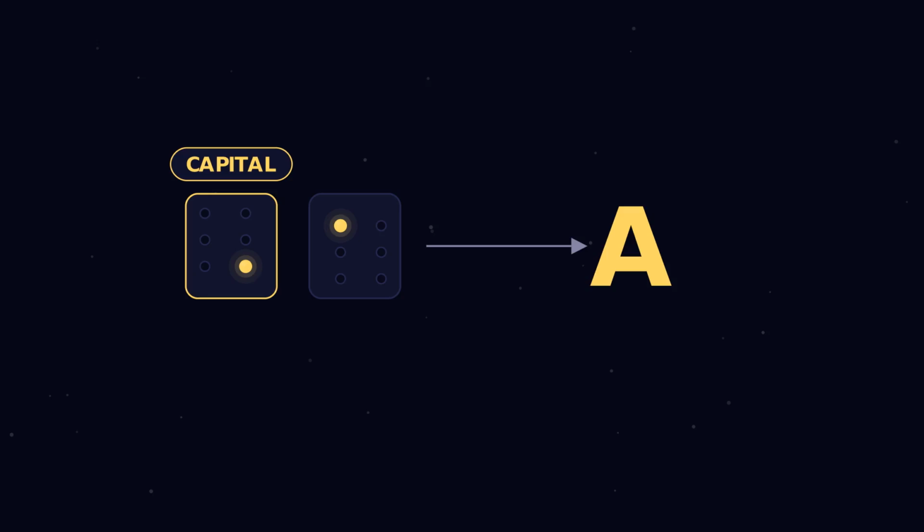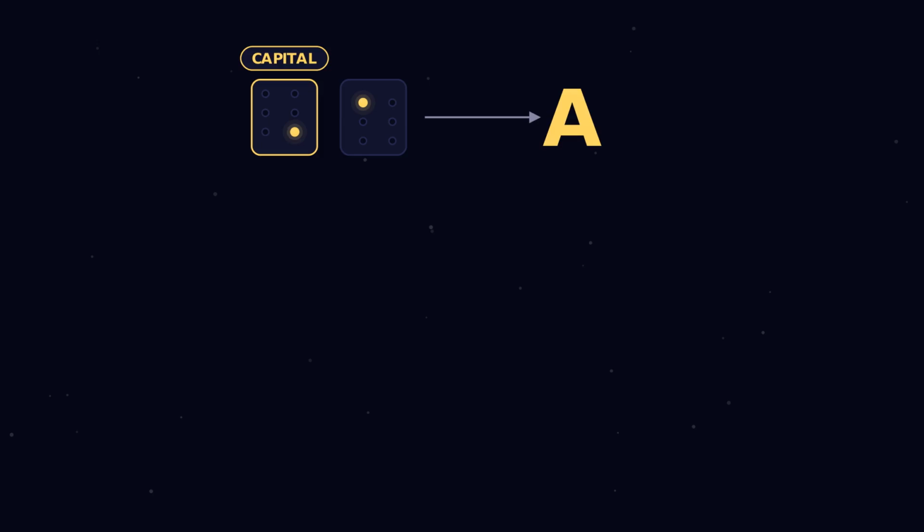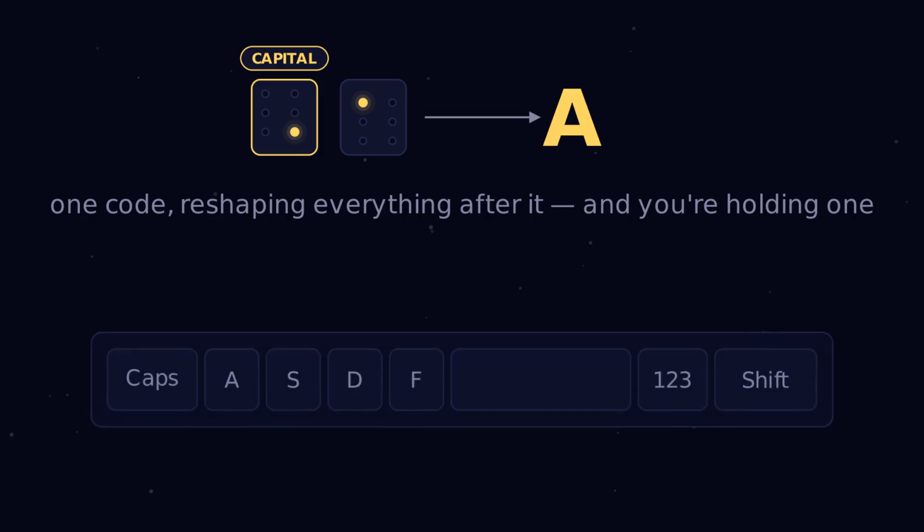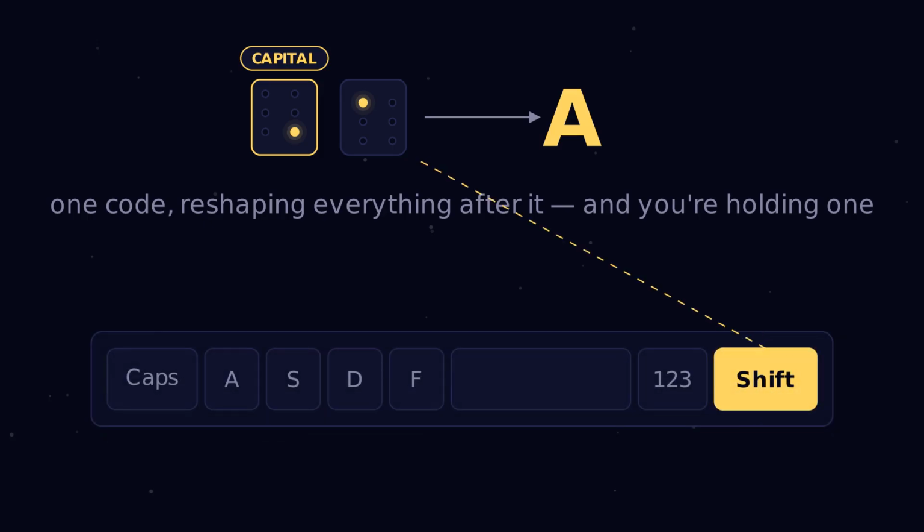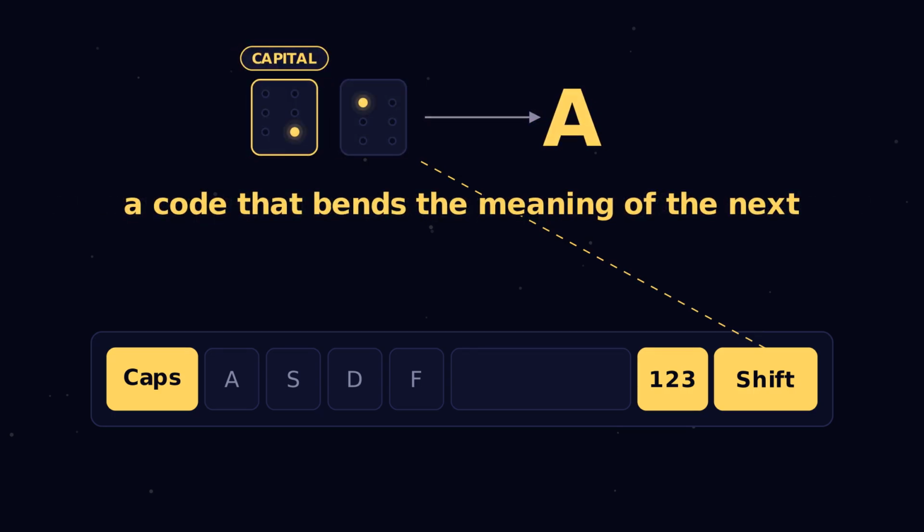Now stop and feel how big this is. One code, reaching forward in time, reshaping everything that comes after it. And you are holding one, right now. It's the Shift key. It's caps lock. It's the button that flips your phone from letters to numbers. Every last one of them is Louis Braille's idea, a code that bends the meaning of the next.